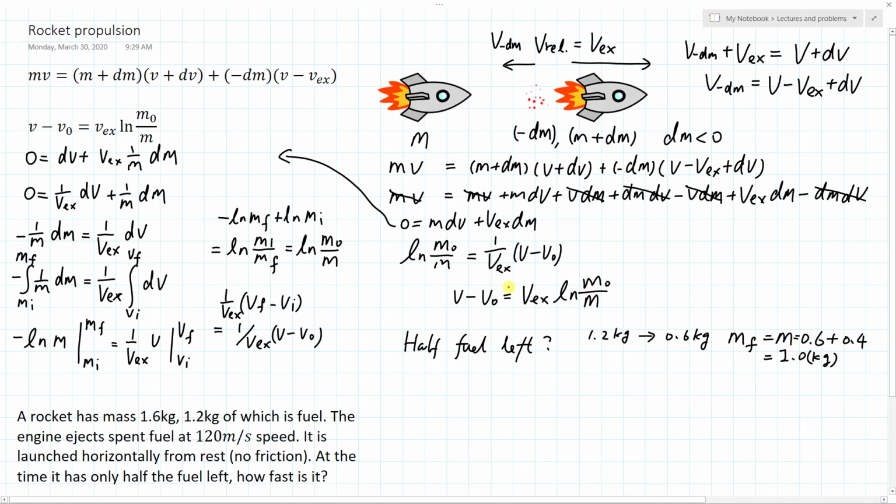And we'll just use this top equation. And if we start from rest, then v naught is 0. So we can get v exhaust of 120 and natural log, initial mass we have 1.6 kilograms, final mass 1.0 kilograms. And you can pull out your calculator and calculate this while you pause the video. Okay, so the answer is 56 meters per second.